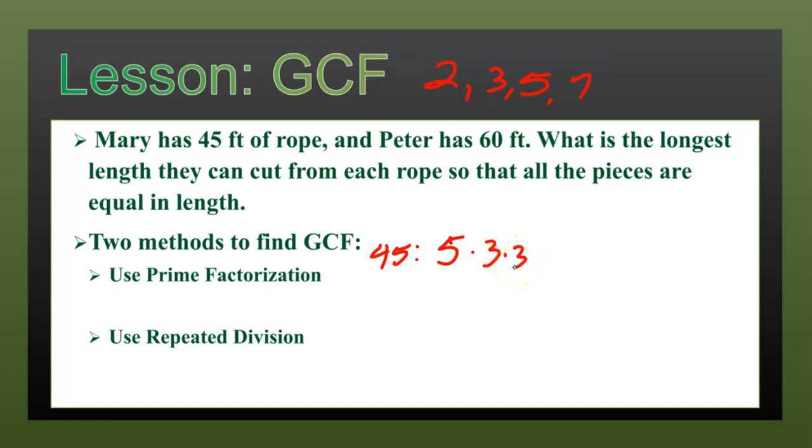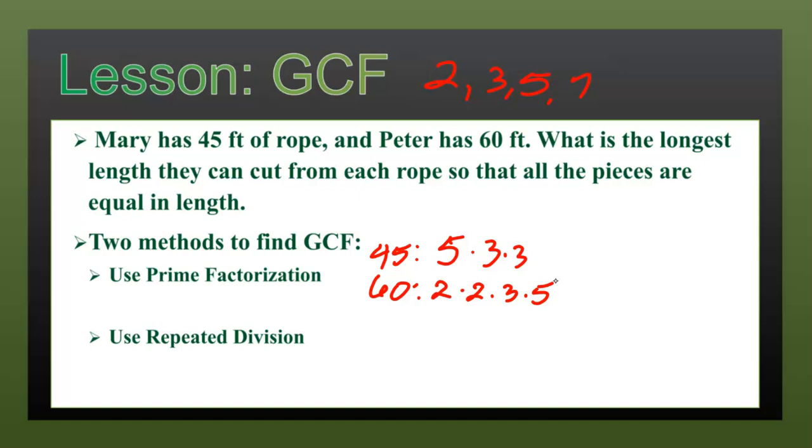And then if I took 60, and I use prime numbers, I know 2 is going to be a prime number that can divide into 60 evenly, and that gives me 30. I can do 2 again, and that's going to give me 30 divided by 2 is 15. Then we're going to have a 3 and a 5. So 4 times 15 gives you 60.